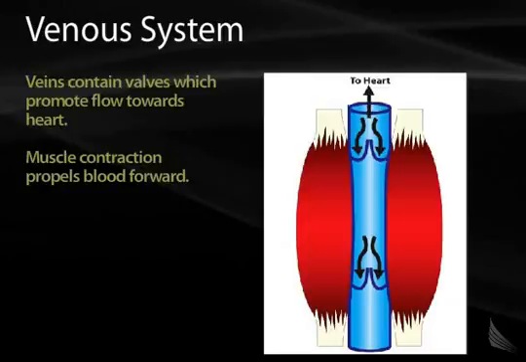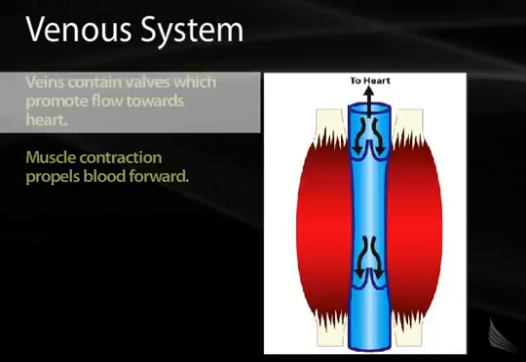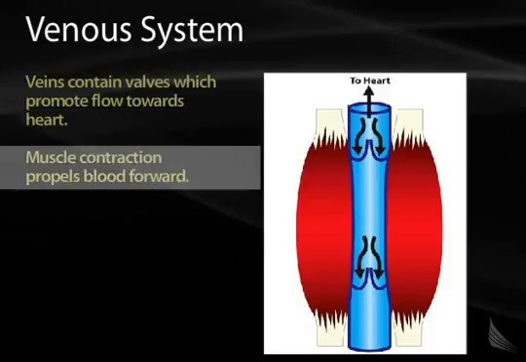The muscle pump is what's thought to be the major contributor to the return of venous blood to the heart. Veins, as you know, contain valves, and these valves prevent backflow of blood from the heart into the leg. Muscle contraction pumps venous blood from the leg up to the heart.